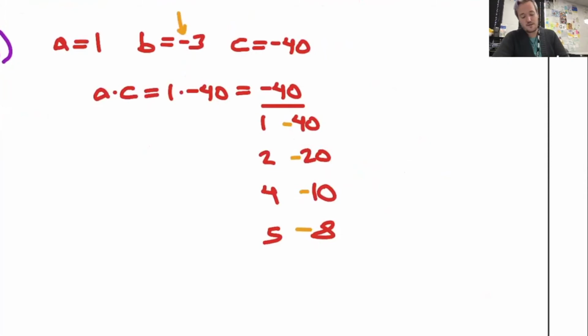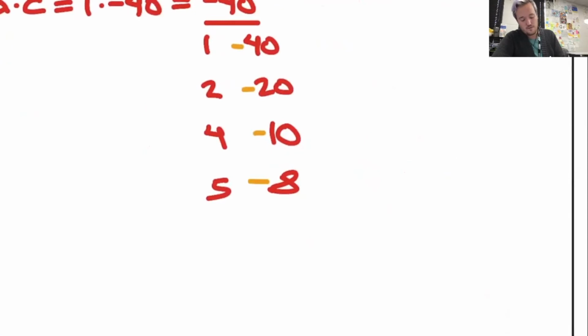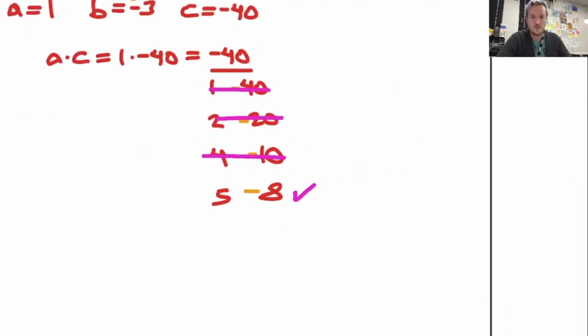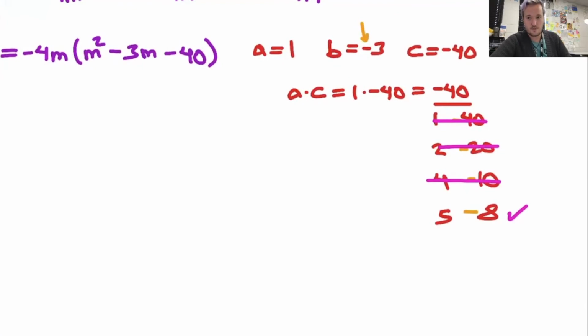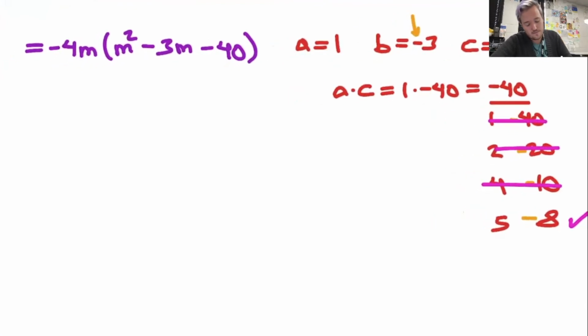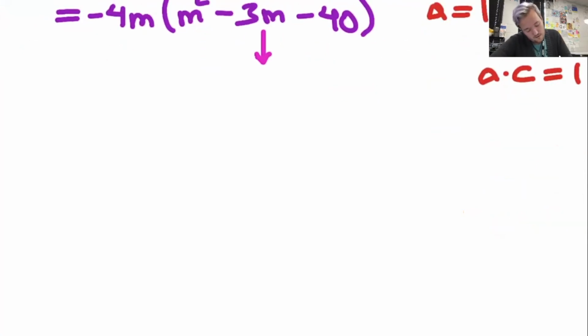All right, so now we want to see what all of these add up to. So they have to add up to a negative 3. So the first one doesn't work, this one doesn't work, or that one doesn't work. So we're looking at 5 and negative 8. That adds up to a negative 3. All right, so those are what I'm going to use to split the middle here. All right, so I'm going to drag out this negative 3m here. All right, so I'm leaving that negative 4m on the outside. It's just going to kind of hang out.